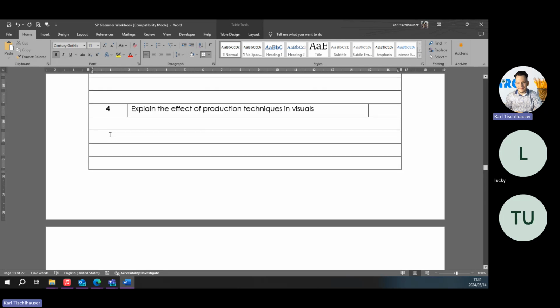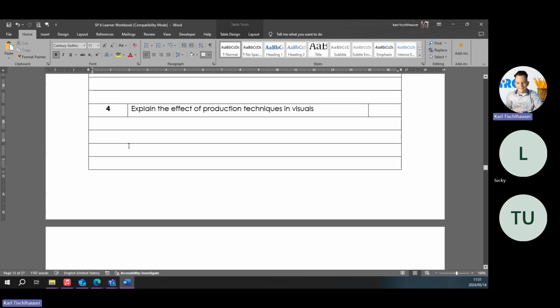Okay, now let's go to number 4. It says explain the effect of production techniques in visuals. Remember, there are many different things we can do in visuals. We can add effects. We can make it faster, slower. There are many different effects that it could have. But explain what kind of effects some of the visuals can have on an audience.